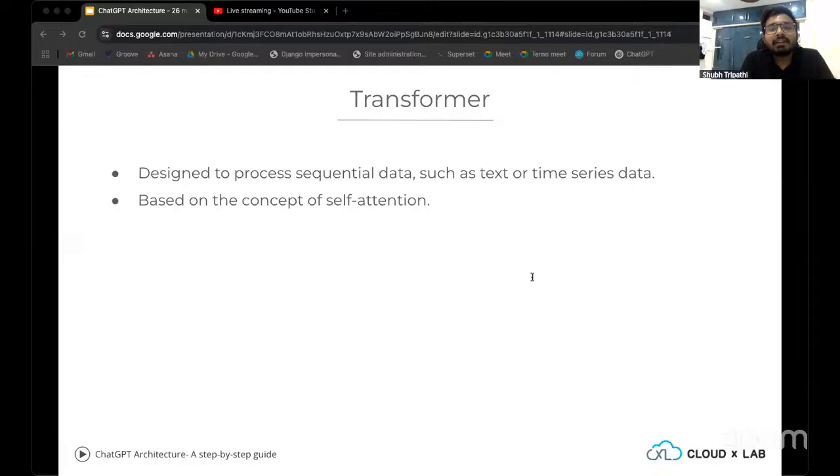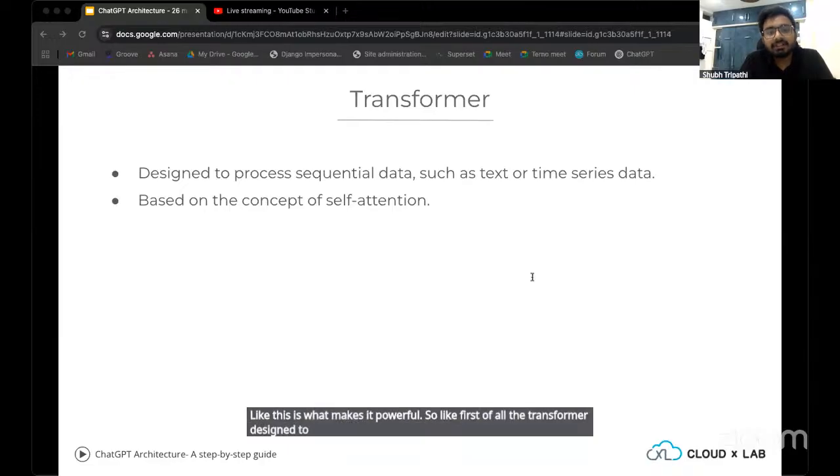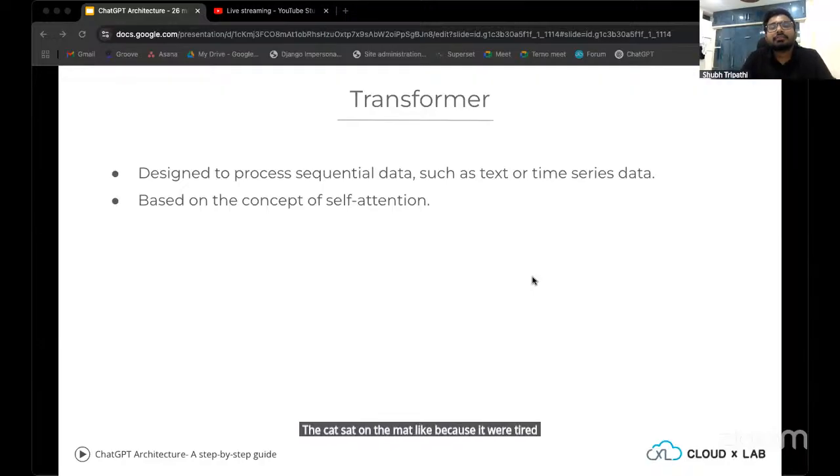At the heart of the transformer there is something called self-attention. This is what makes it powerful. First of all, the transformer is designed to process sequential data such as text or time series data. Now how does self-attention actually work? Imagine you are reading the sentence: the cat sat on the mat because it was tired.